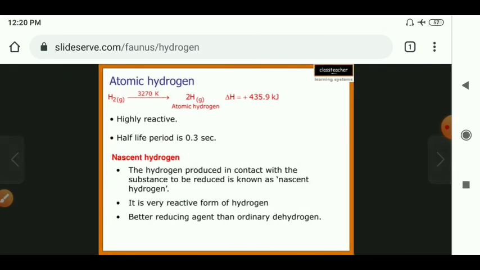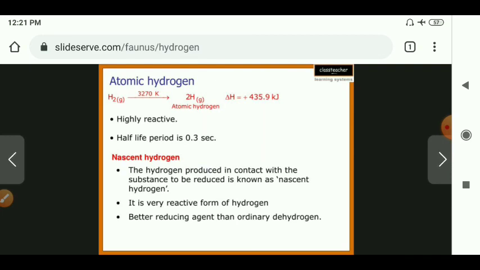Next, what about atomic hydrogen? Atomic hydrogen is also called nascent hydrogen or newly born hydrogen. From dihydrogen you have to prepare single hydrogen atoms, that is called atomic hydrogen. Dihydrogen can be heated at 3270 Kelvin to produce 2H, that is atomic hydrogen. It is highly reactive. What is the half-life of atomic hydrogen? 0.3 seconds.